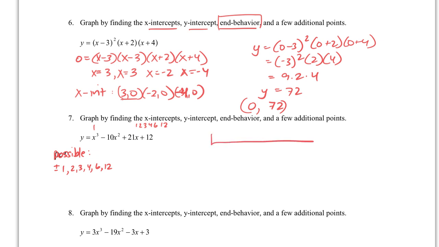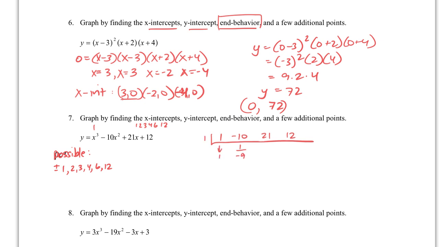So I come over to here and I have to start chipping away, right? So I've got a 1x cubed, a minus 10x squared, a plus 21, well, I don't really need to write the plus. I have a 21, and I have a 12. I don't have any missing exponents, so I don't have to put any placeholders. And I'll just start with 1 and see if it works.